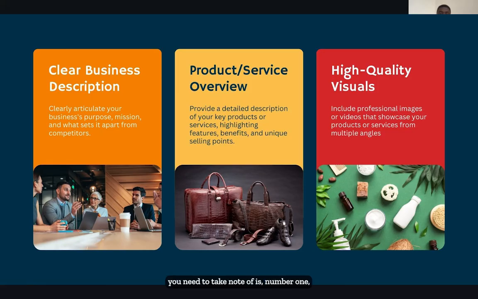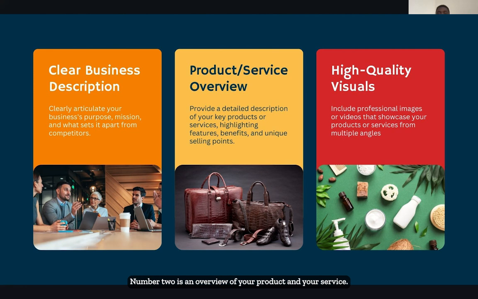And so some things you need to take note of is, number one, you need to have a very clear business description. It means you clearly articulate what your business's purpose is, what your mission is, and what sets you apart from the competition. So this is sort of a mini pitch, okay? But it helps people understand what your business does. When people know what your business does, it's easy for them to be a part of it or to buy your products.